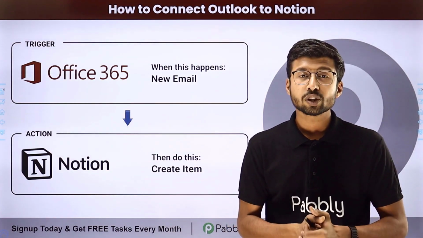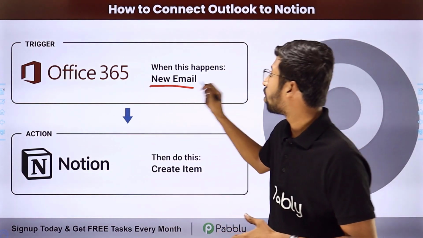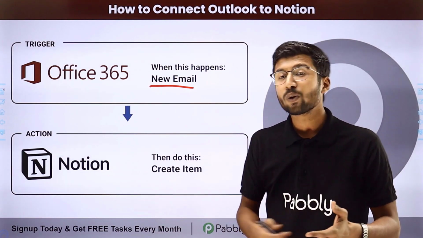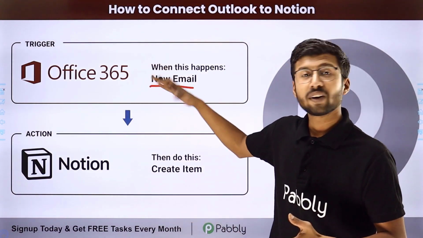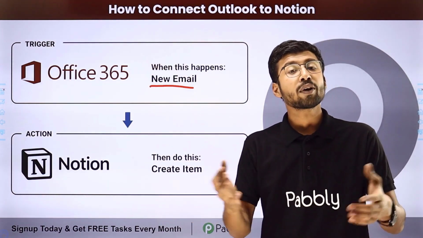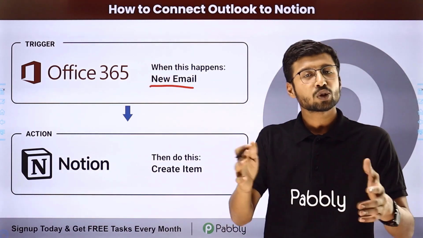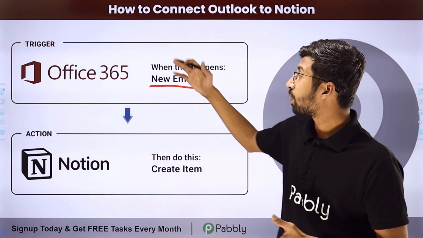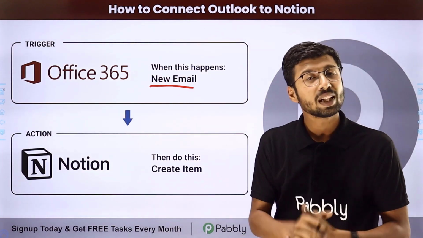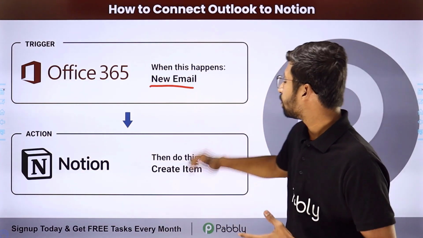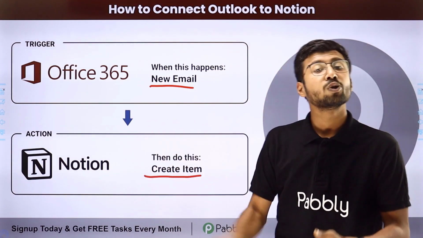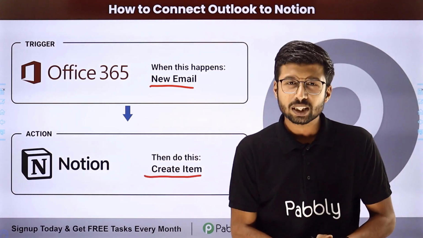So the trigger of this automation will be getting a new email on our Outlook email. And in this video guys, we are going to use Office 365 as a trigger application because Microsoft Outlook is a part of the Office 365 family. So the trigger will be getting a new email on our Office 365 or Outlook email, and the action will be adding those new email details as an item in our Notion database. Now how can you set up this automation?